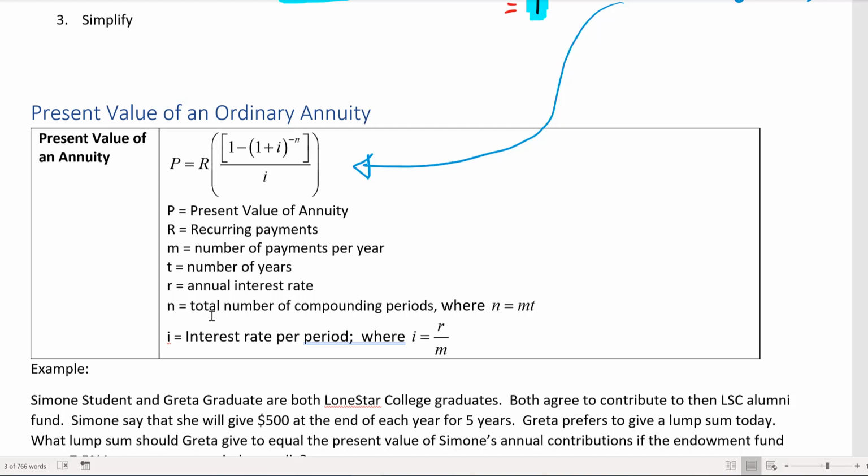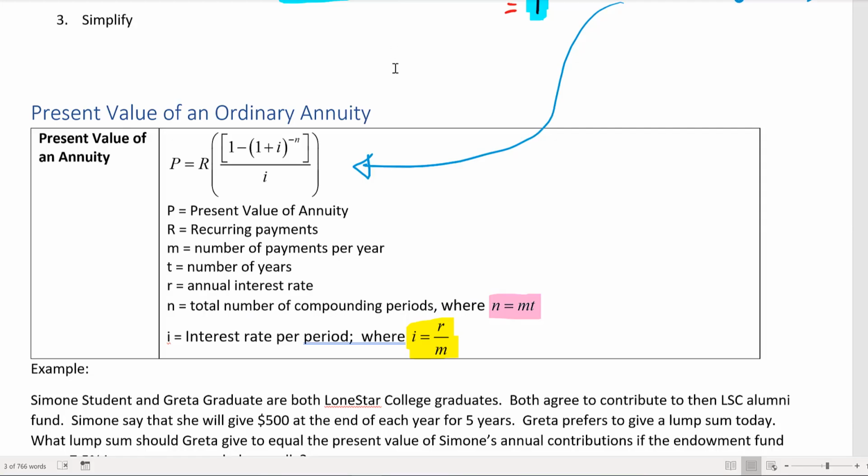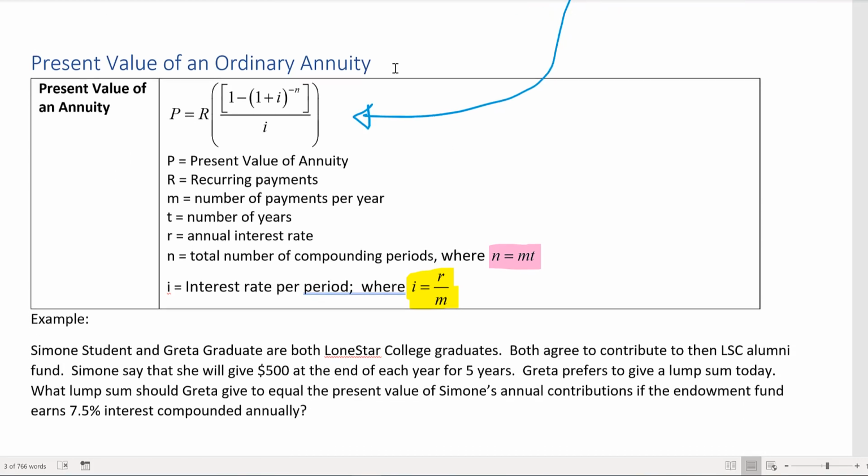N is the total number of compounding periods. Again, we have our formula n equals m times t, which is the same as before. And i is the interest rate per period, where i is equal to r divided by m, the same as before. So we're going to go ahead and use this formula for present value of an ordinary annuity to solve our first example.